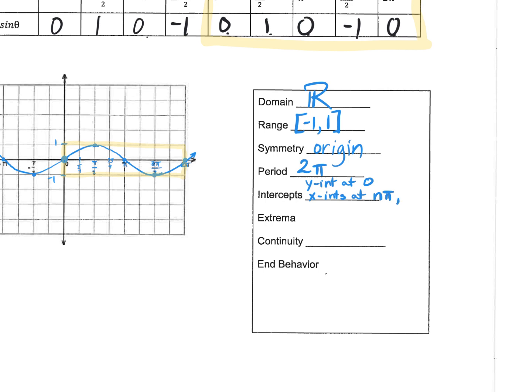N pi, where n is an element of the integers. Remember that? We talked about this at the very beginning. We've done this. It's bringing some stuff back from first semester, isn't it? About signing. Extrema. Does it have maximums? Yeah, it has a bunch of them, doesn't it?